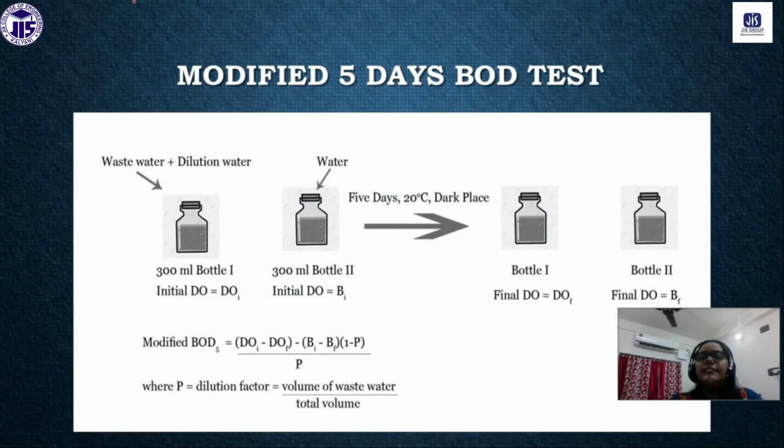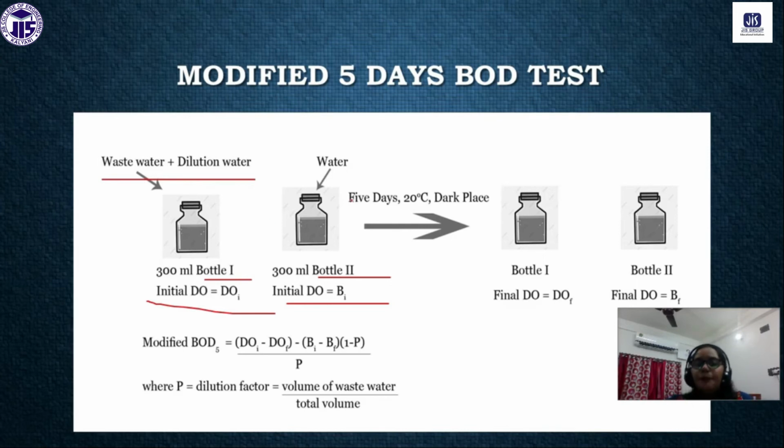Okay, so this is the schematic diagram of the modified BOD test. Look here, we have taken two bottles, bottle 1 and bottle 2, each with a volume of 300 ml. In bottle 1 we have taken wastewater and this diluted water. And in bottle 2, sorry, only the water.